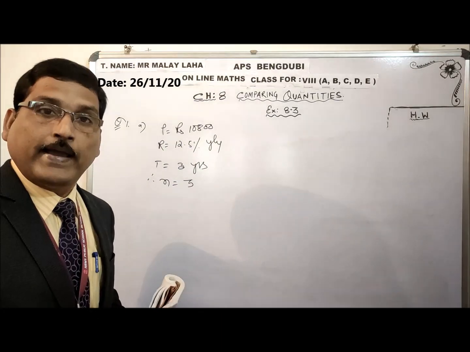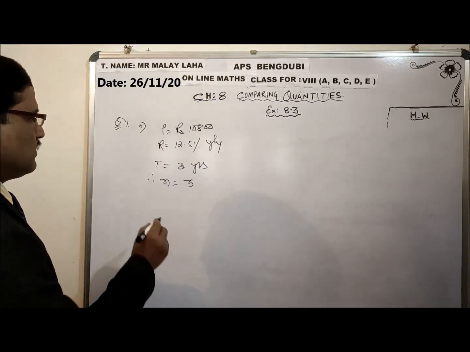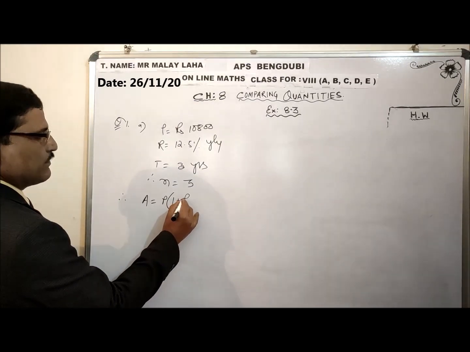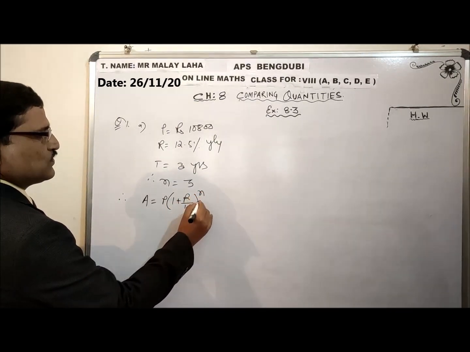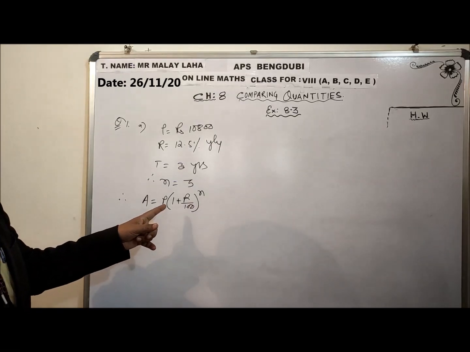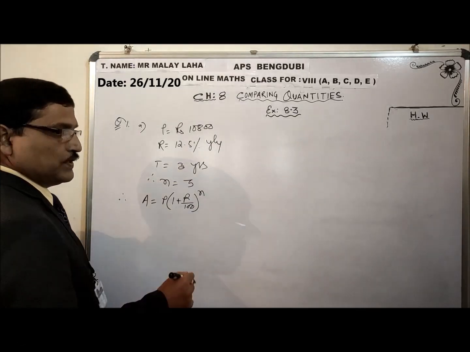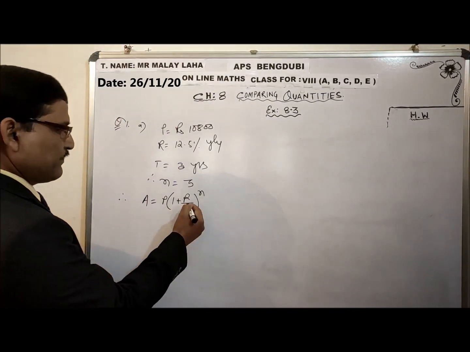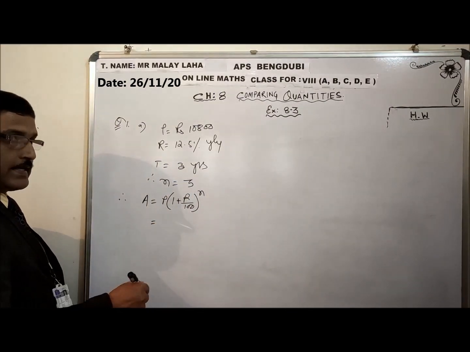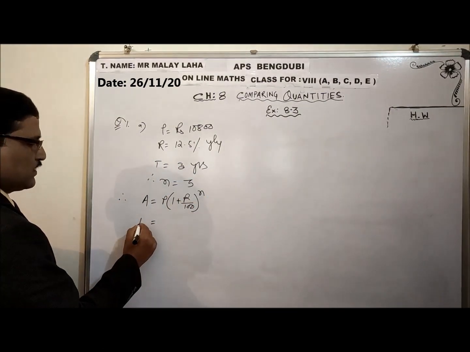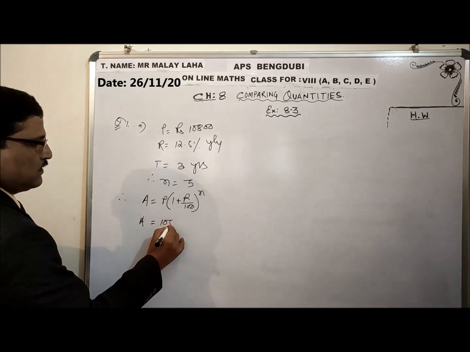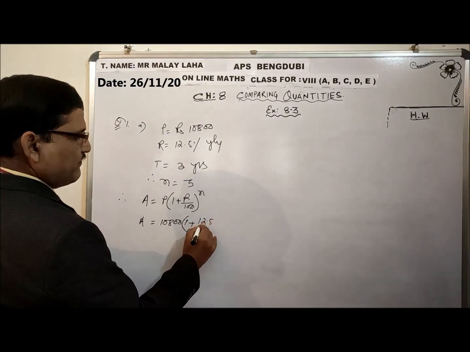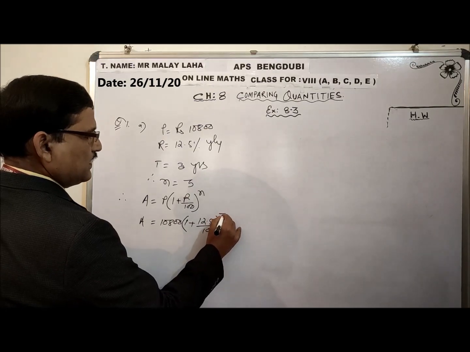Now they are asking to find out the amount as well as the interest. Compound interest. Therefore, amount equals P into 1 plus R by 100 raised to n. R by 100, rate by 100. 1 plus R by 100, the increase percentage. So in case of compound interest, it is increased every year by the percentage 1 plus R by 100. It is a kind of gaining part. Amount equals, put the values: 10,800 multiplied by 1 plus 12.5 by 100 raised to 3.